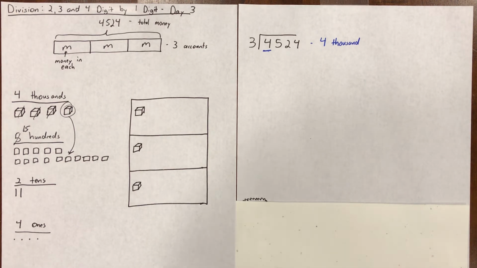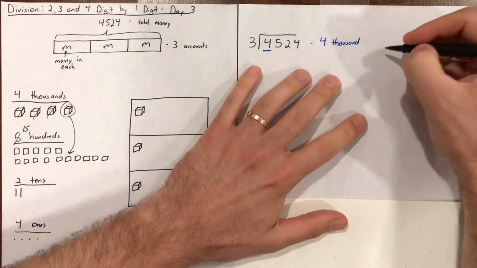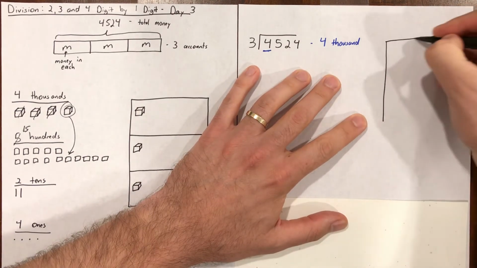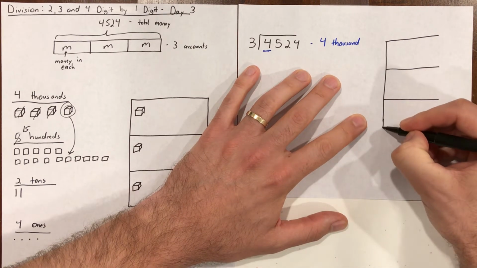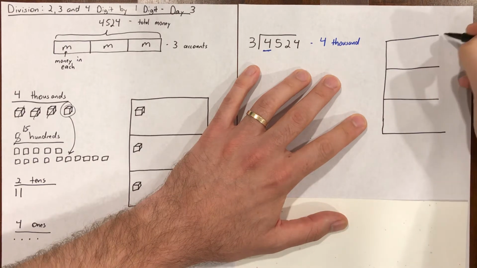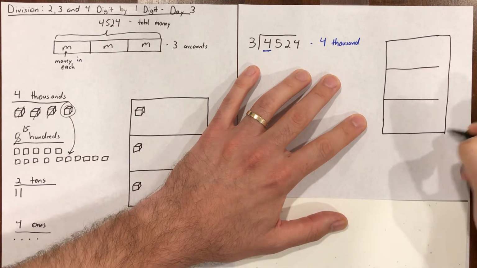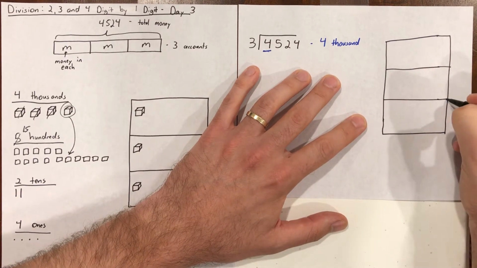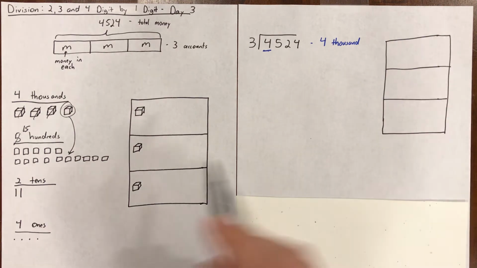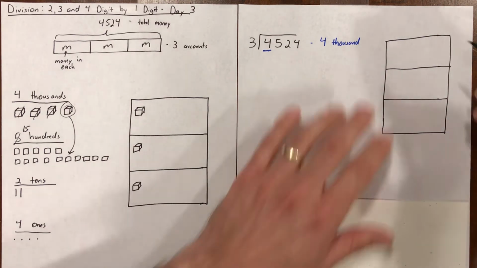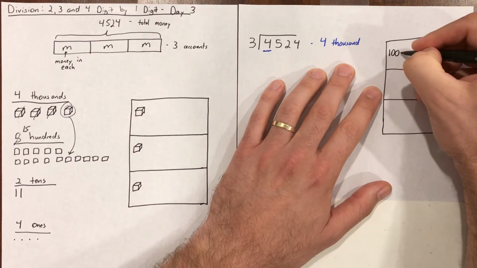So we can think 3 times 1, just like with the pictures. We still have 3 groups that we're sharing into. And now, instead of drawing a 1,000 block in each place like I did here, I can just write 1,000.